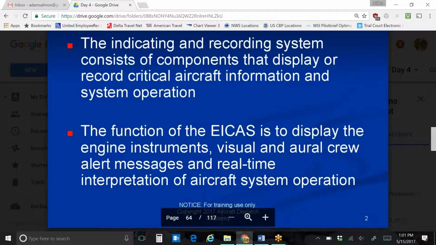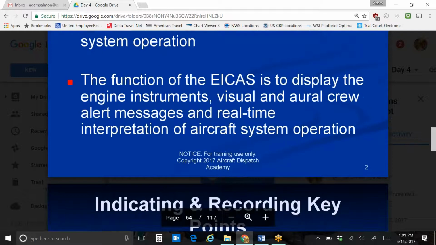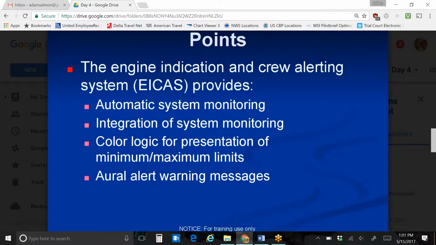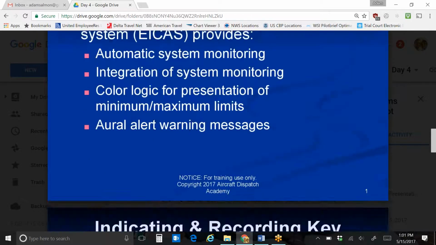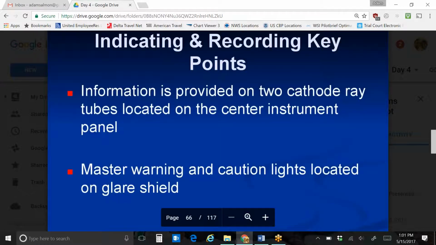The function of the ICAS is to display the engine instruments and visual and aural crew alert messages and real-time interpretation of the aircraft system operation. So this here is going to tell you exactly what it does. Just be able to tell me what the ICAS does and what this specific system is monitoring and what kind of safety it provides for the cockpit crew. Be able to tell me what the difference.